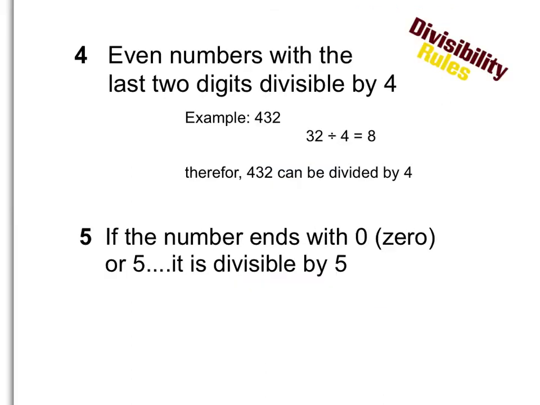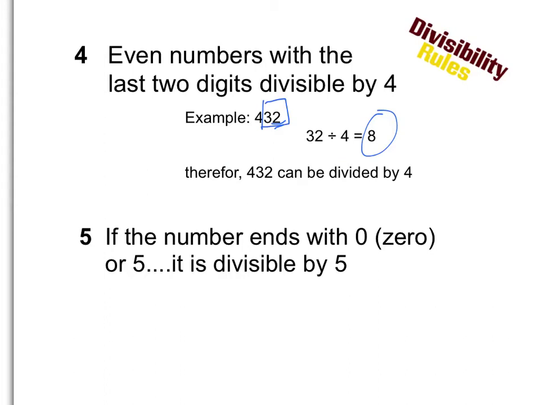For 4, if the last two digits are divisible by 4, the whole thing's divisible by 4. So we know it has to be even in order for it to be a multiple of 4. We're going to look just at these last two numbers. And since it is even, we're going to look into this. Is there something that can take 32 divided by 4 and I get a whole number answer? Absolutely. It's 8. So I know 432 could also be divided by 4.